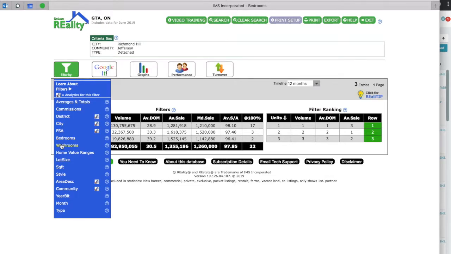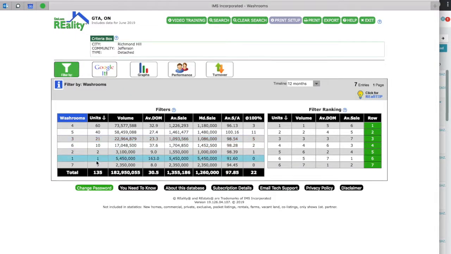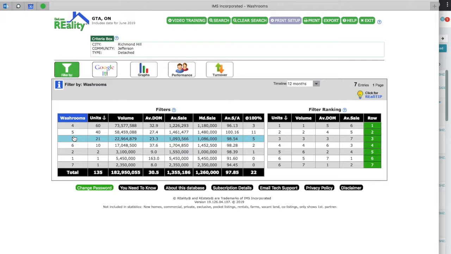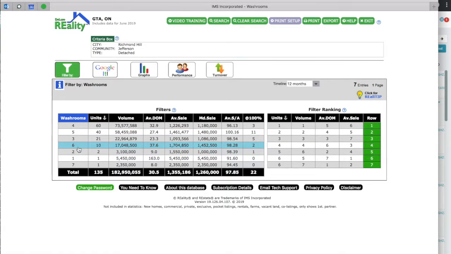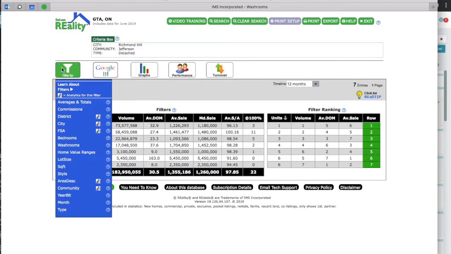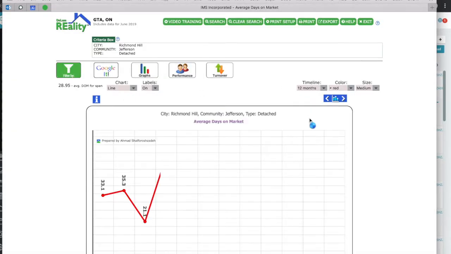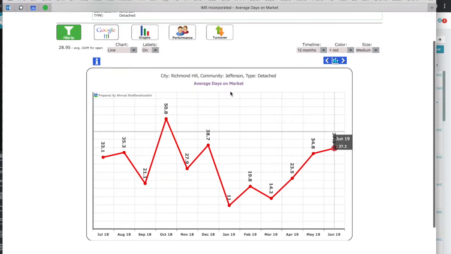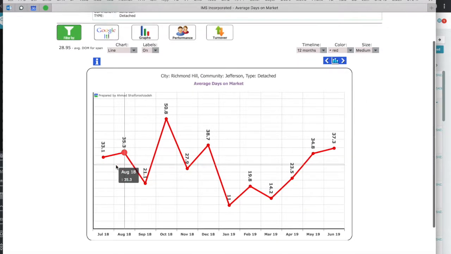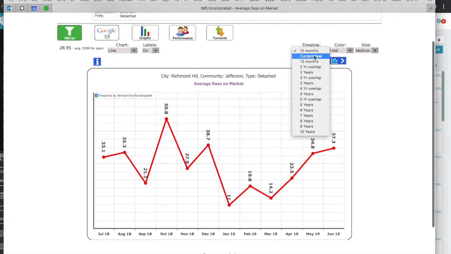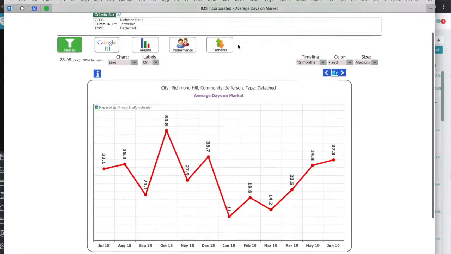And you're able to go through bathrooms, see how many washrooms there are. Most of them are 4, but there are some 5 as well, and then 3. But if you had 6, those ones would be in the 1.7 range. And what's really cool, you can get graphics like this where it shows you the average days on market, so you can see the trend, how it's been moving since last year. We can go less time, more time, long time.